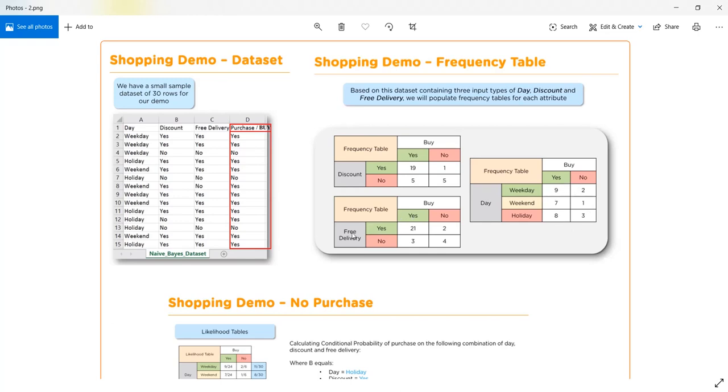Similarly, I have prepared the frequency table for the free delivery descriptive feature and the frequency table for the discount descriptive feature. All right, I hope you have understood how to prepare a frequency table. If not, please pause the video and ponder for a while on how a frequency table is prepared from a data set.